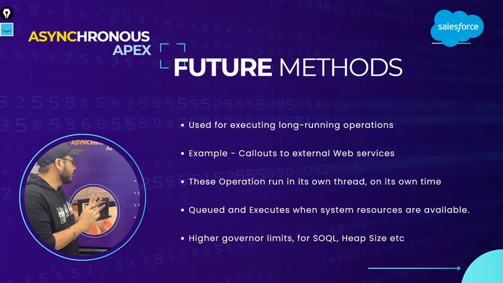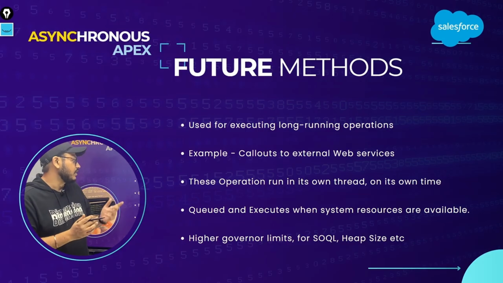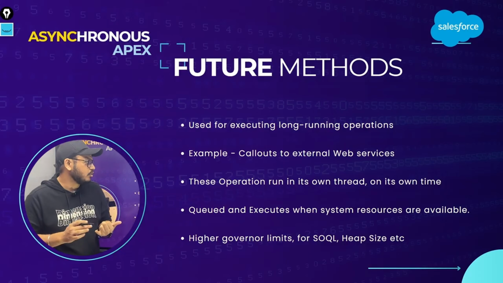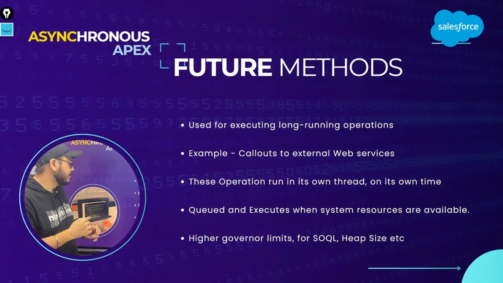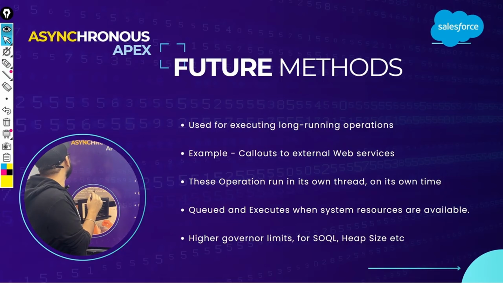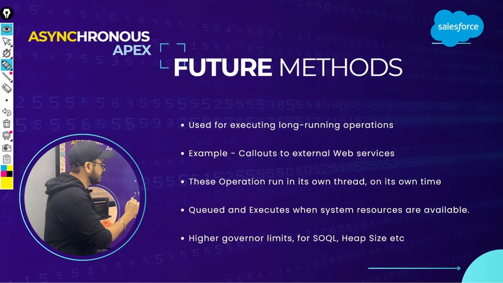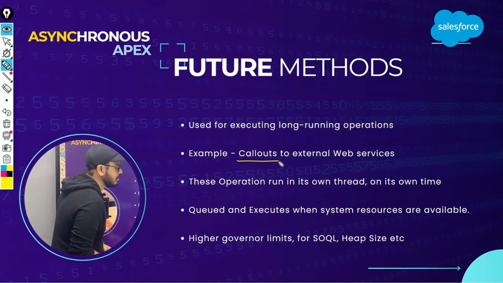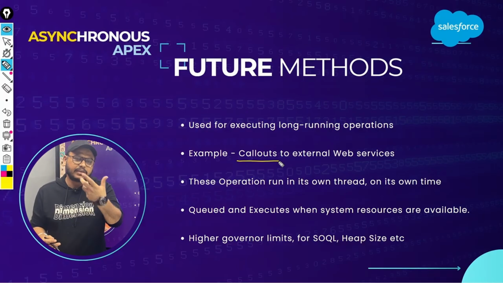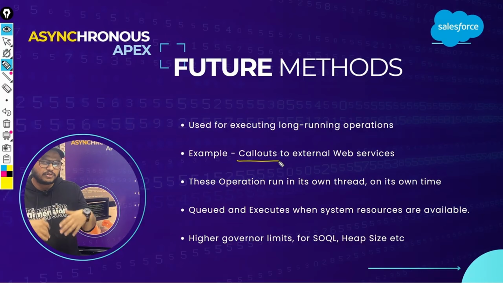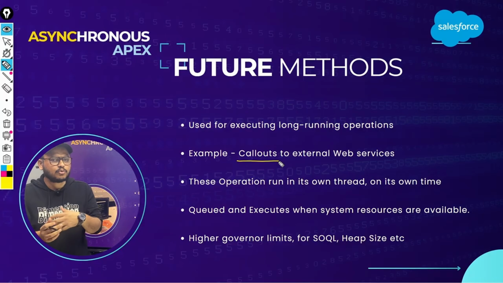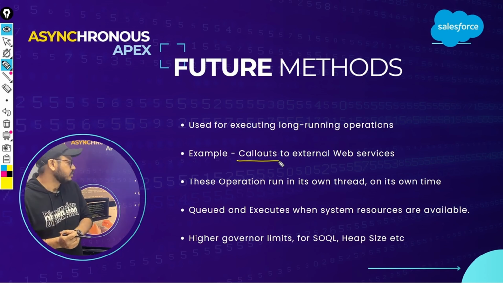Now, a few key things about the future method. First of all, it is used for executing long running operations. That's something which we understand. Secondly, as an example, you can think of a callout to an external web service. If you're making a callout to an external web service, which is going to be long running, then you can possibly use a future method.